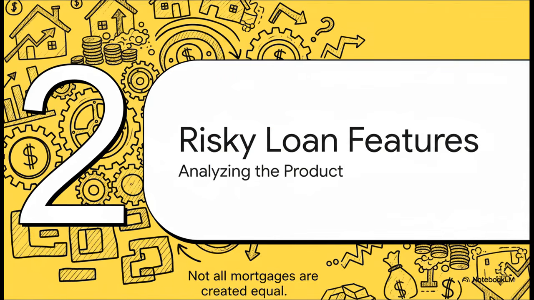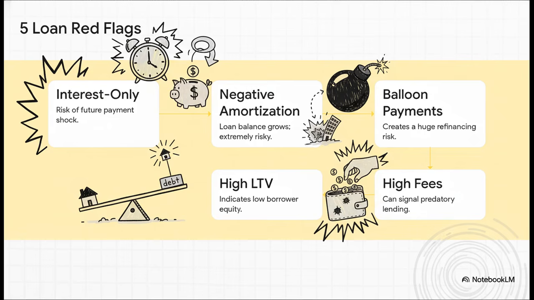Okay. Next up on our checklist, let's analyze the actual loan product, because, as we all know, not all mortgages are built the same. Keep your eyes peeled for these 5 features. You see interest-only payments? That could lead to some serious payment shock down the line. Negative amortization, where the loan balance actually goes up? Whoa, that's incredibly risky. Balloon payments? They just create this huge refinancing gamble for the future. And of course, sky-high fees or a really high loan-to-value ratio can also be warning signs. Each one of these just adds another layer of risk to the pile.